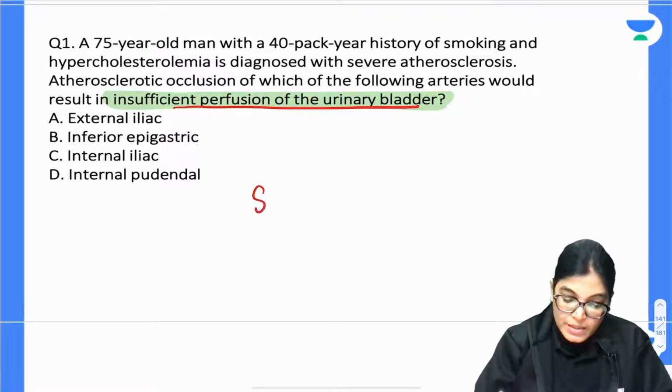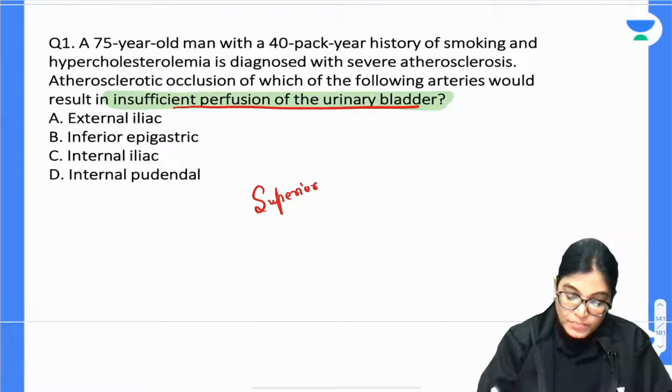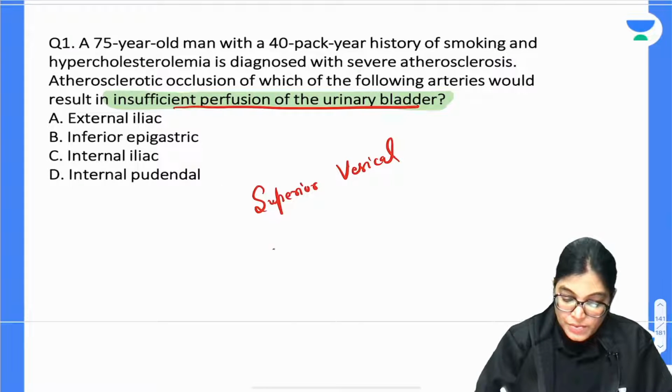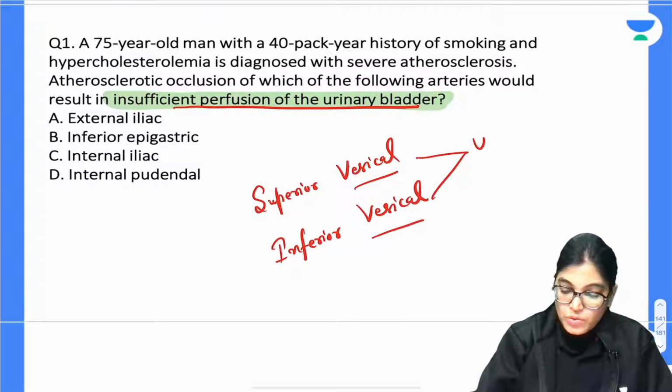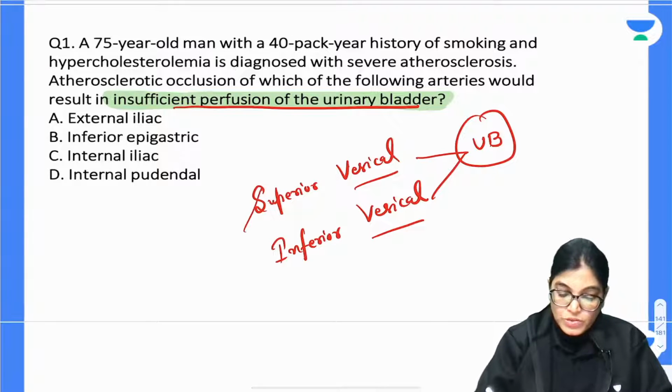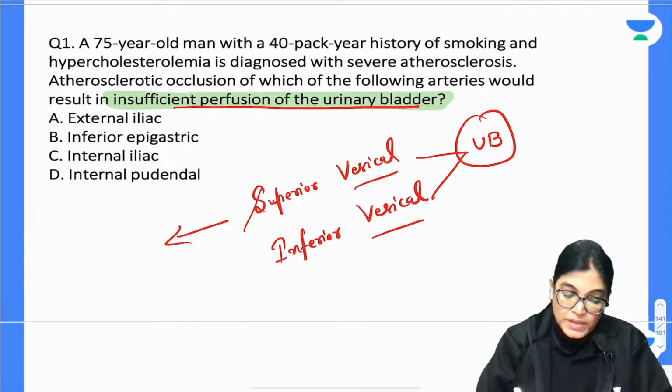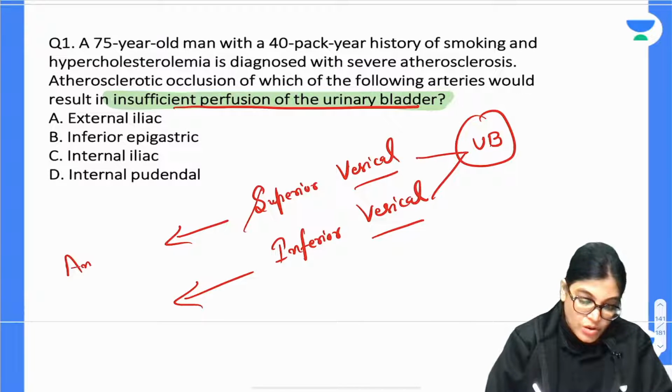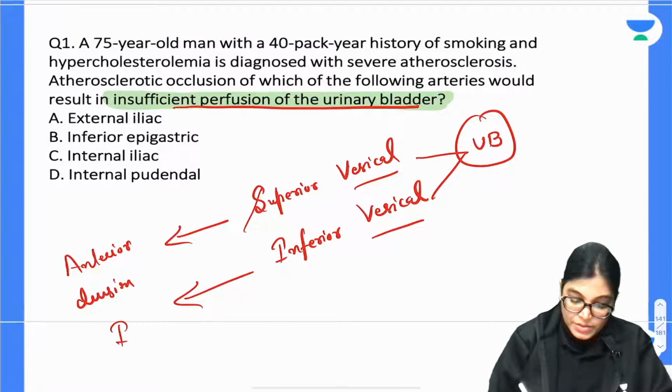We know that there is the superior vesical artery and the inferior vesical artery. The word vesical means pertaining to the urinary bladder. These are the arteries involved in giving blood supply to the urinary bladder. These arteries are the branches of the internal iliac artery. Both the superior and inferior vesical arteries are branches of the anterior division of the internal iliac artery.